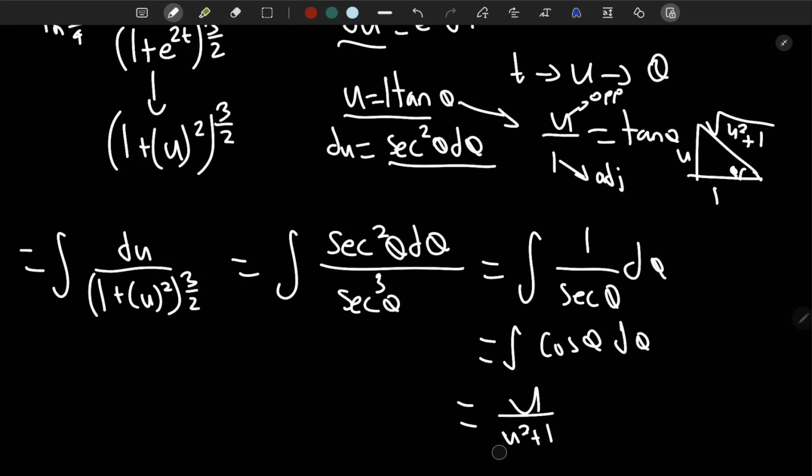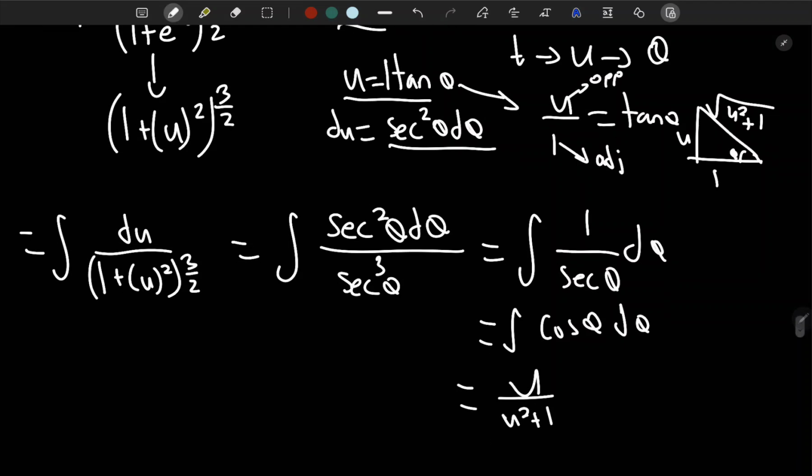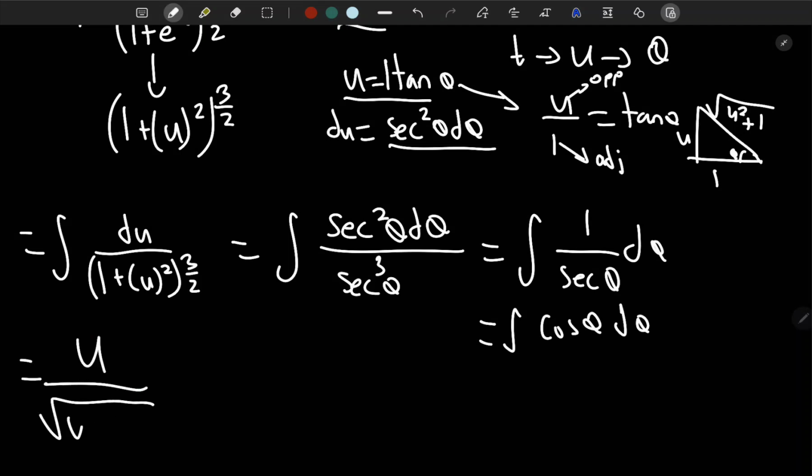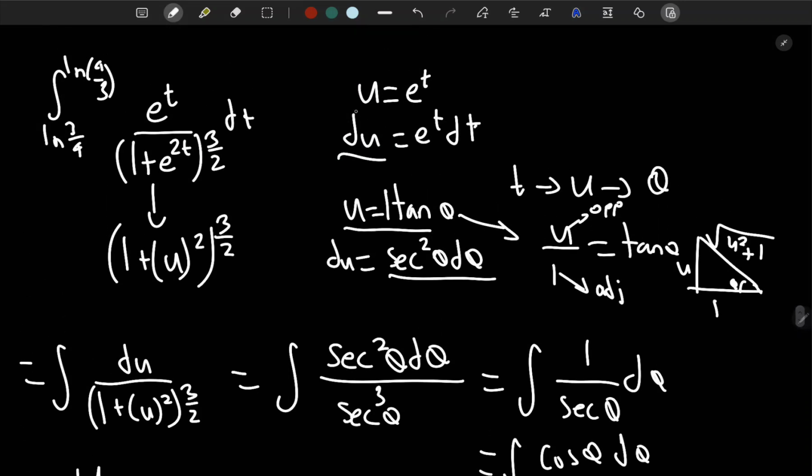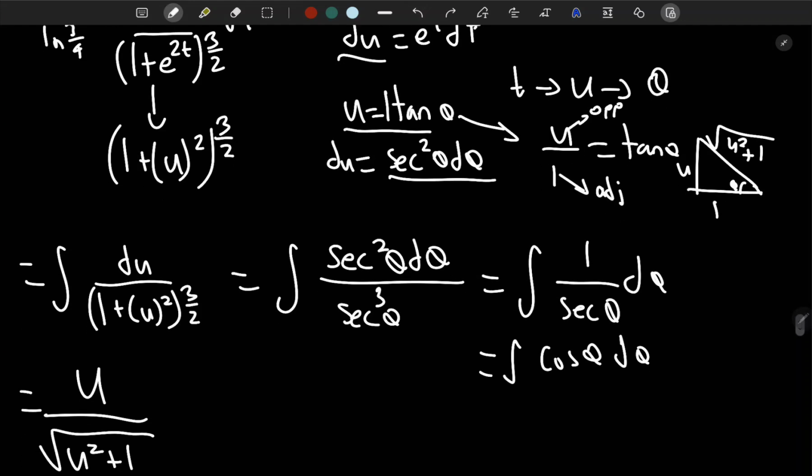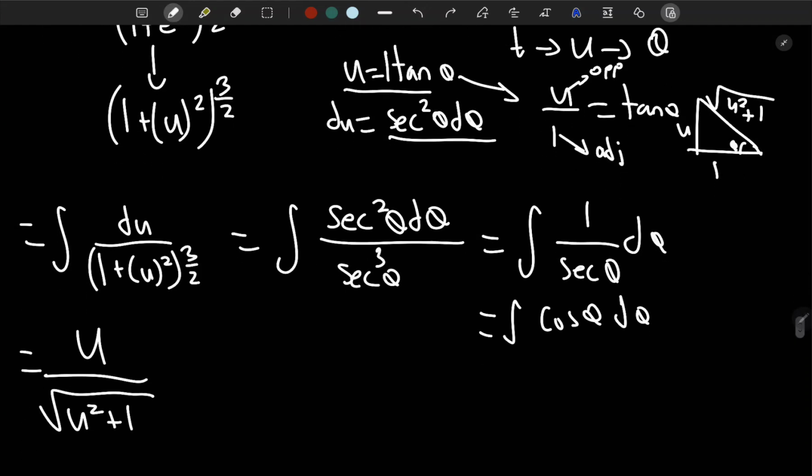So now we have gone back one step. Let me make more space over here. Actually, I'll write it here. So it was opposite over hypotenuse, radical u squared plus 1. So now we need to go back one more step, which is to t. If we go back up, we notice that we replaced u with e to the power of t. So wherever we see u now, we'll replace it with e to the power of t, and this will be e to the power of 2t.